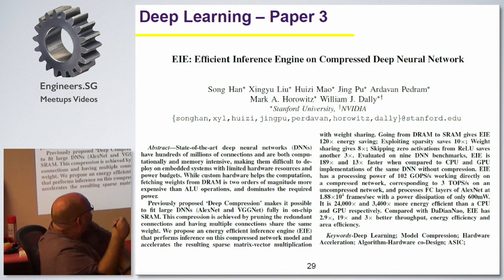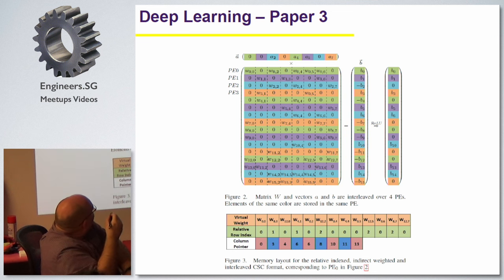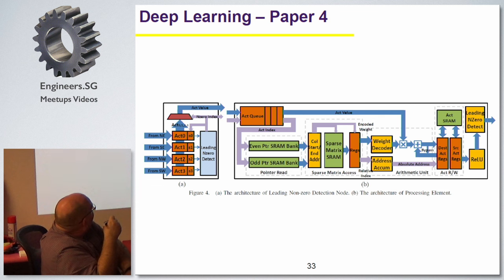Here, however, they really design some ASIC. So here you are going into the real hardware thing. When they look at the model, they say, we're going to actually reduce things severely. This is more interesting: they end up with a processing element, which later they define like this. They have a non-zero leading node detection here. We have a north, south, east, west. You end up with a sort of a mesh of things. This becomes a real design.